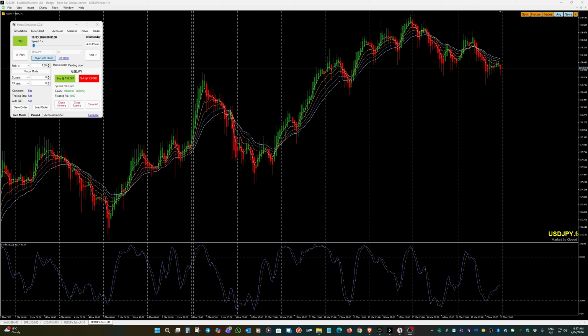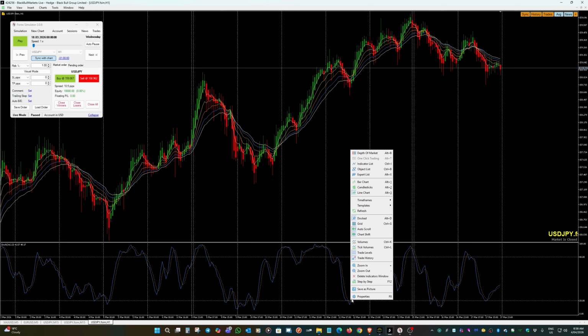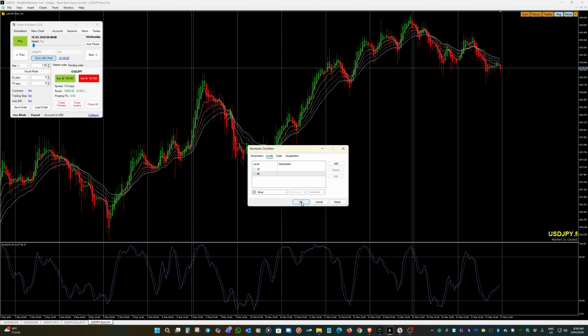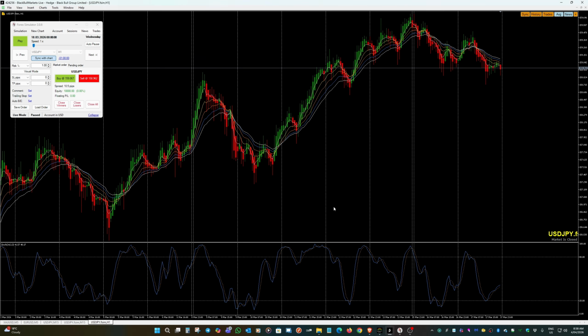In this setup, we're using three different indicators. Actually, we're using moving averages and stochastic as well as Heiken Ashi candles. And stochastic is just the standard settings. I believe in this one it is, let's see, 14, 3, and 3.